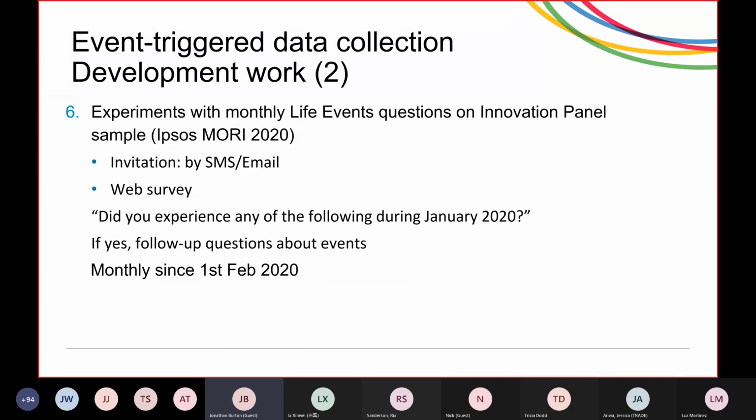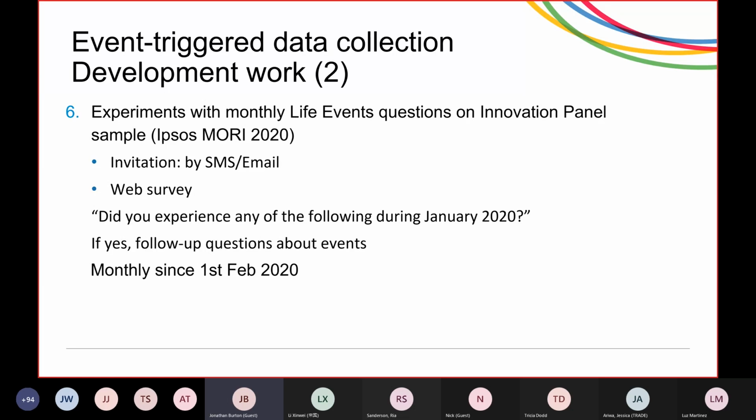And then at the beginning of this year, we started a monthly life events survey using our innovation panel, which is a panel of about 1,500 or so households, which we use for methodological testing. Two-thirds of people on the innovation panel were invited to this monthly life event study, where they get an invite by SMS or email, and it goes through to a web survey, and we ask them just one question: did you experience any of the following during January 2020? And there's a list of half a dozen or so events. And if they say no, that's the end of the study.